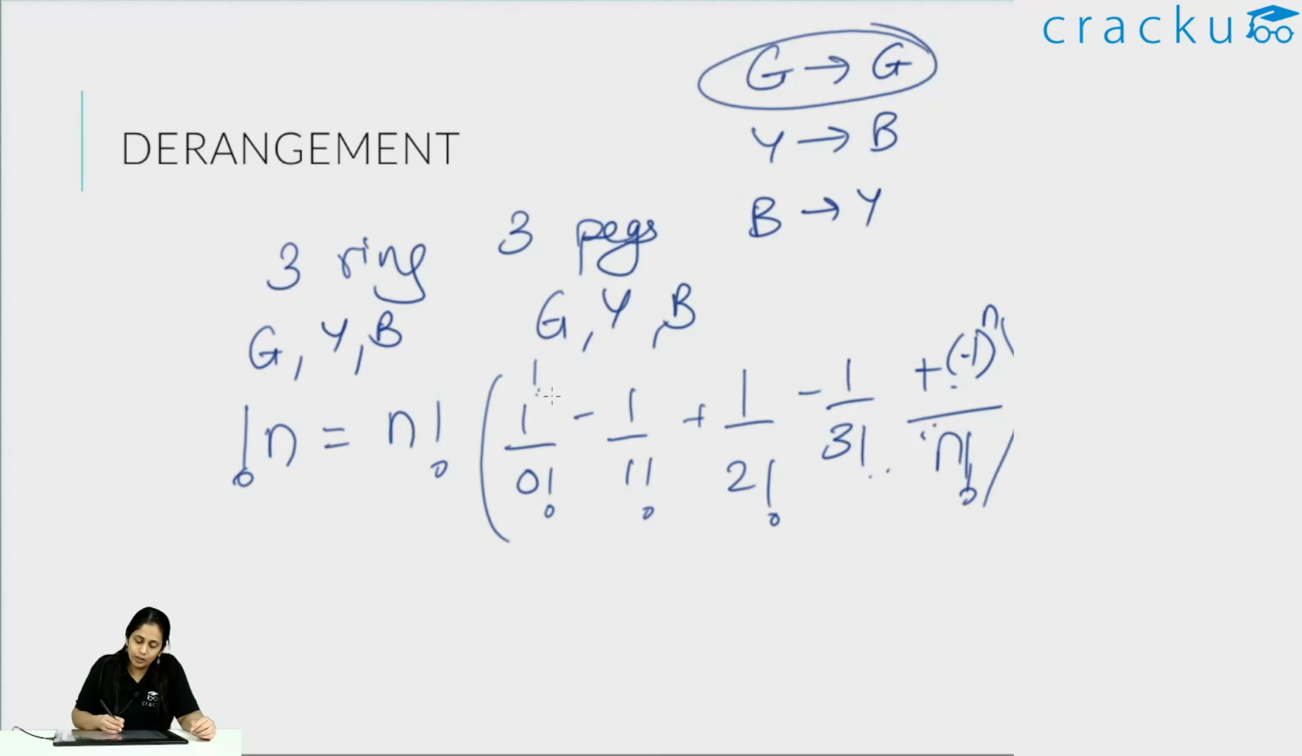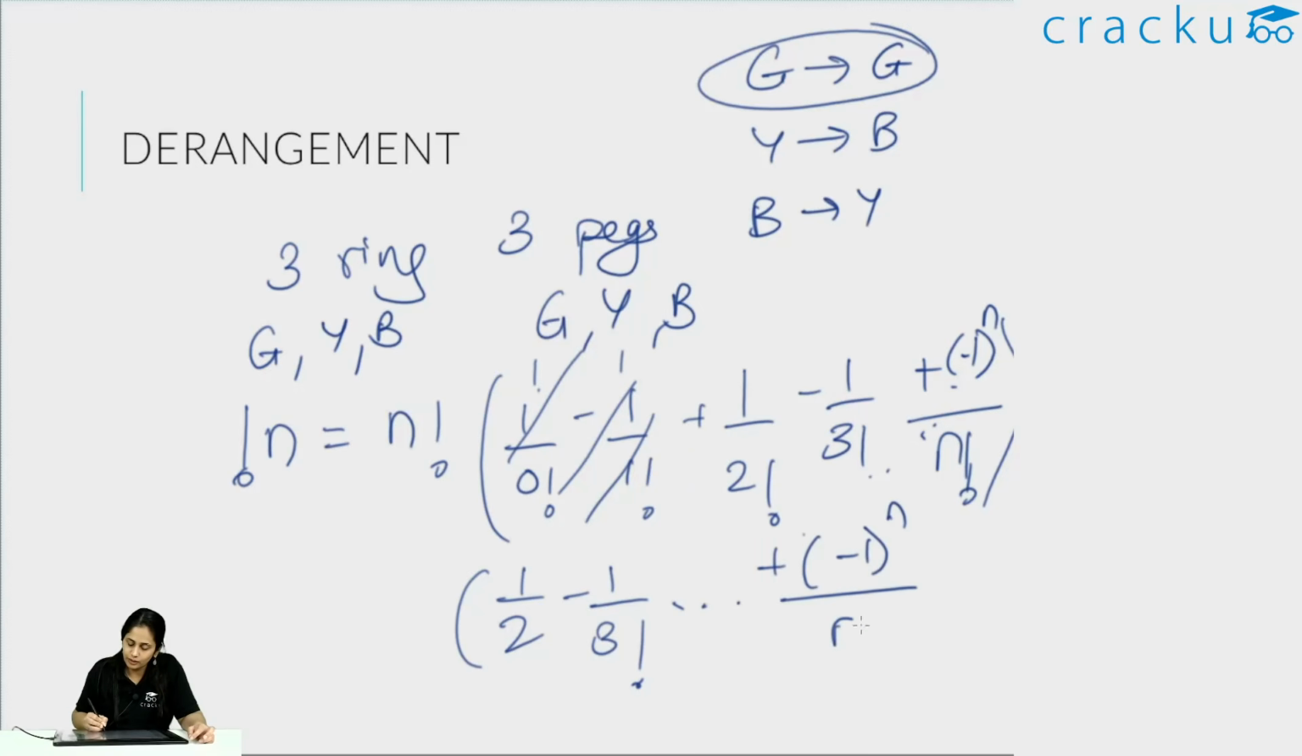See, this is equal to 1, this is equal to 1, so this is 1 minus 1. So you can ignore these two and start from 1 by 2 factorial. So essentially n factorial times 1 by 2 factorial minus 1 by 3 factorial and so on till plus or minus 1 raised to n divided by n factorial. So just remember this one particular formula for derangement. It is extremely important that should a question come on derangement, you should be able to answer it.